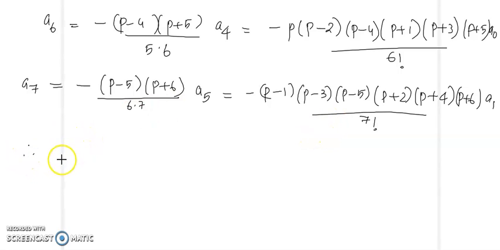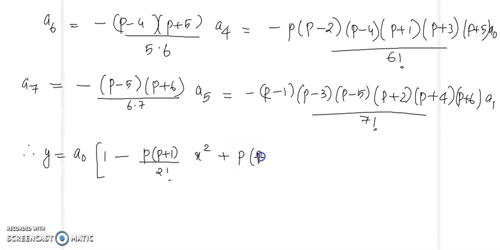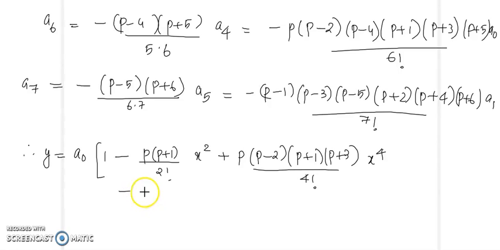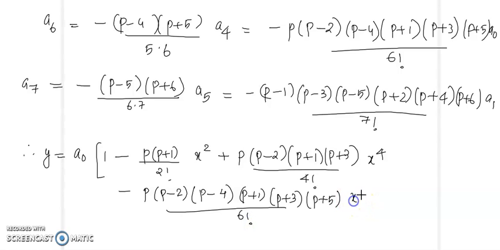So now you have coefficients which contain a0 and coefficients which contain a1. So when you write y, you will get a0 into the form 1 minus p(p+1) by 2 factorial x squared. Then the x raised to 4 term is (p-2)p(p+1)(p+3) by 4 factorial into x raised to 4. Next, x raised to 6 term is minus p(p-2)(p-4)(p+1)(p+3)(p+5) by 6 factorial into x raised to 6, plus etc. That will be the coefficient of a0.